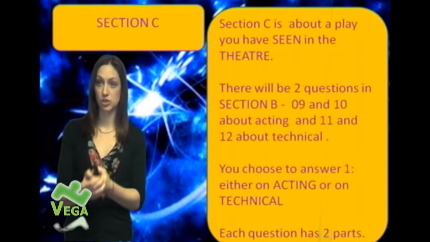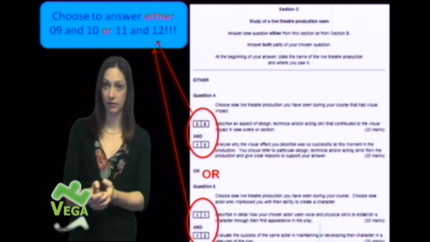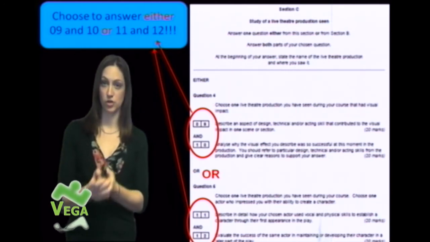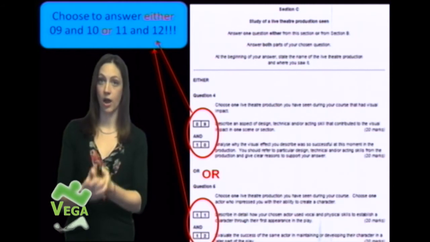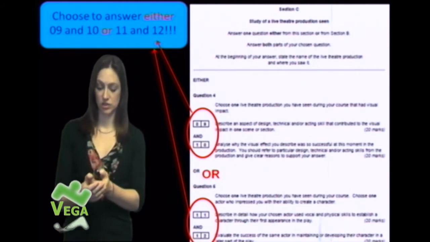And each question has 2 parts. So your exam paper will look like this. The acting questions are 9 and 10. The technical questions are 11 and 12. Remember, you do not answer all 4. You choose either to answer 9 and 10 or 11 and 12.